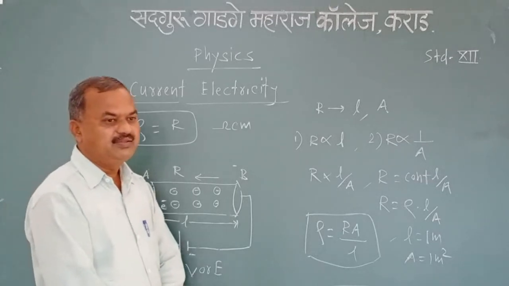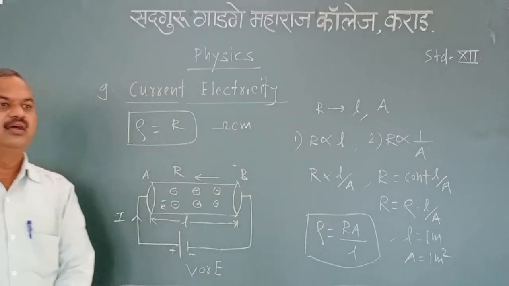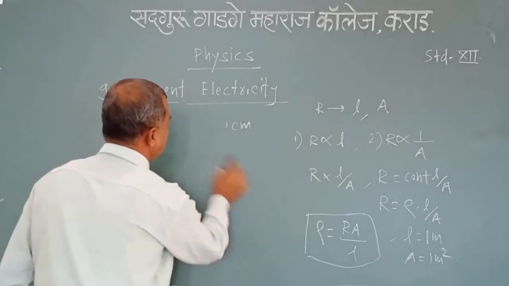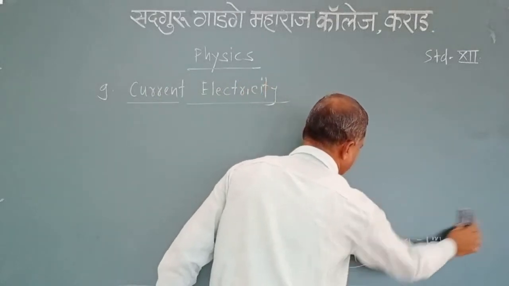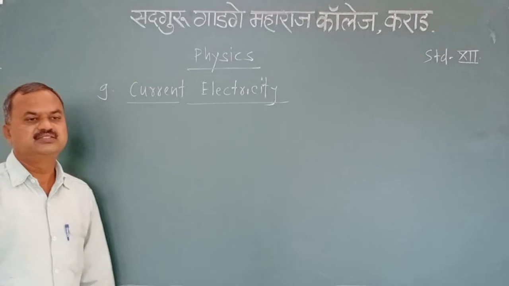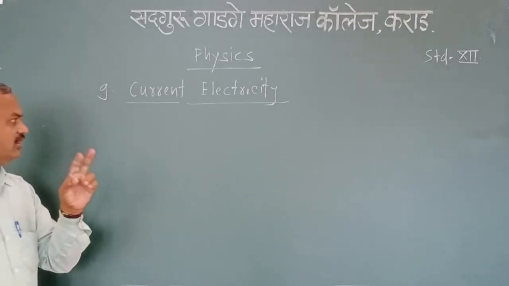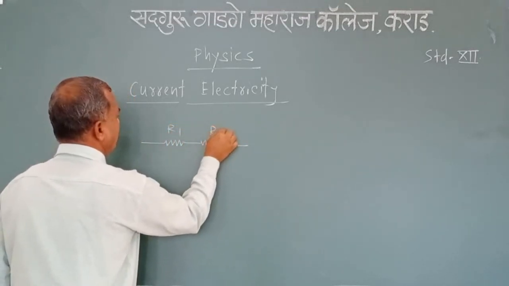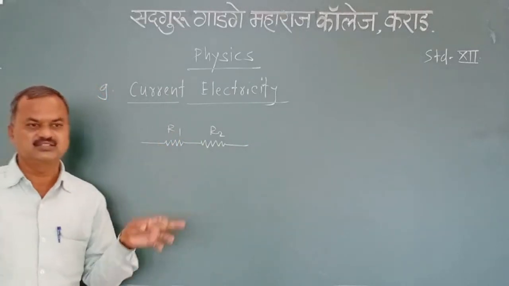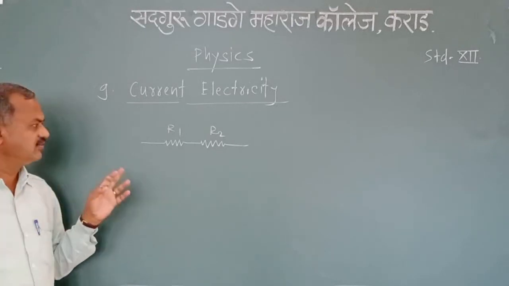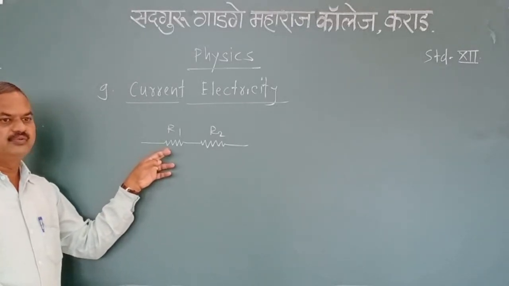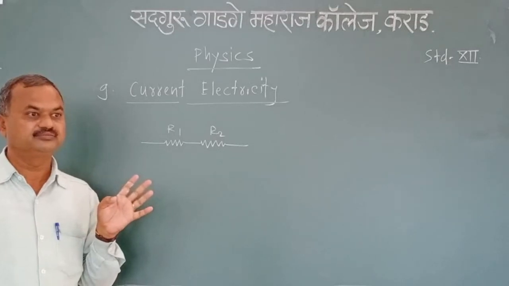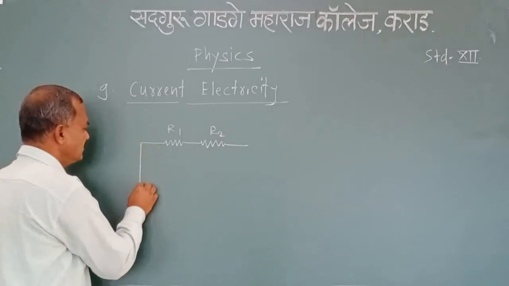Also, in 11th standard, we have studied how to calculate effective resistance if two or more resistances are connected in series as well as parallel combination. Suppose that two resistances are connected in series like this. R1 is the first resistance, R2 is the second resistance. They are said to be connected in series when two resistances are connected one after another like a chain. Such a combination of resistances is called a series combination.